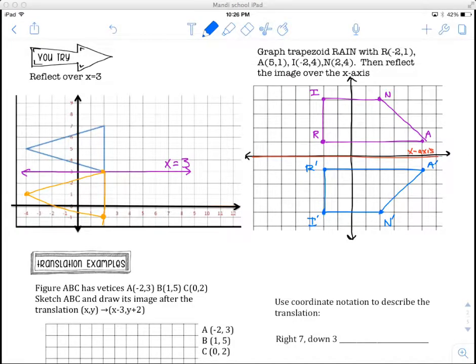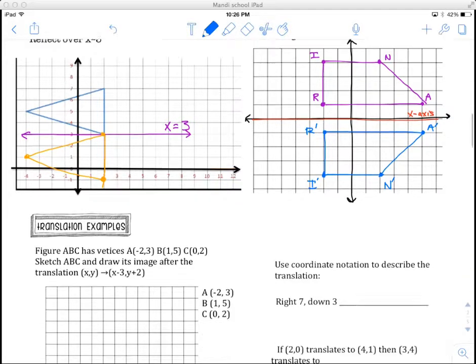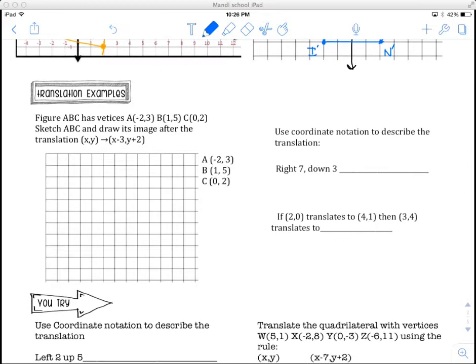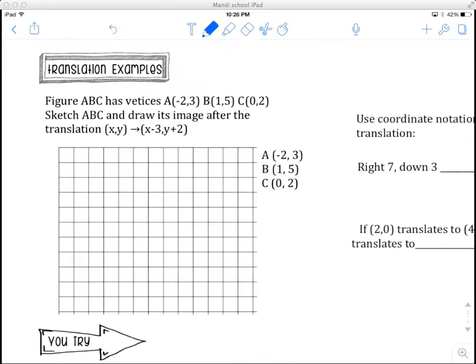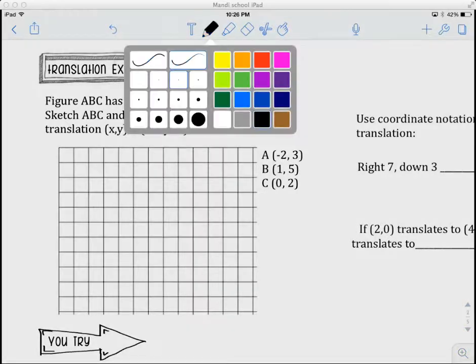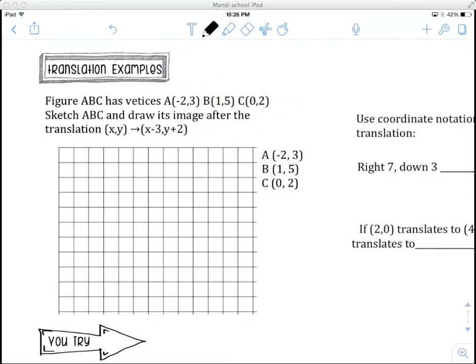Okay, after you've checked those to make sure that you've gotten the right answer, then you can go ahead and move on to our translation examples. Translation is, remember, what we used to call a slide. So it says figure A, B, C, D, and I hope you figured this out on your example that you need to draw an X and Y axis. We're actually going to draw our axis a little bit lower on this one. And then we'll put this one kind of in the middle.